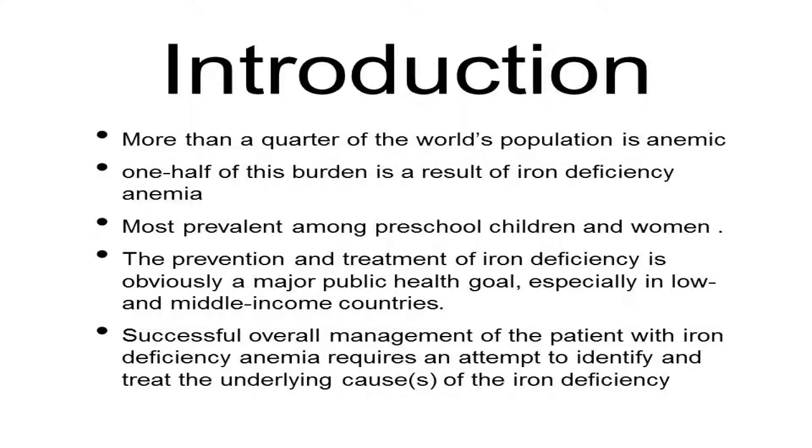You know, anemia occupies about a quarter of the diseases worldwide, and half of it is a result of iron deficiency anemia. It is most prevalent among preschool children, and you can see it mostly in women, especially pre-menopausal women, and those with increased requirements during pregnancy and lactation. So successful management of iron deficiency anemia is not only identifying it as a disease, but it is very important to identify the underlying cause.